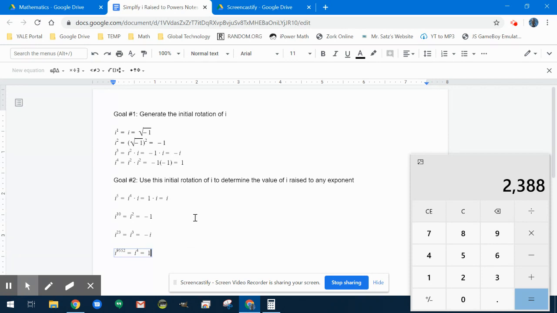So, just to go over everything, if you get a remainder of 1, it's i to the 1st power. If you get a remainder of 2, it's i to the 2nd power. If you get a remainder of 3, it's i to the 3rd power. And if you get no remainder at all, it's i to the 4th power, or 1. Hope this helps.